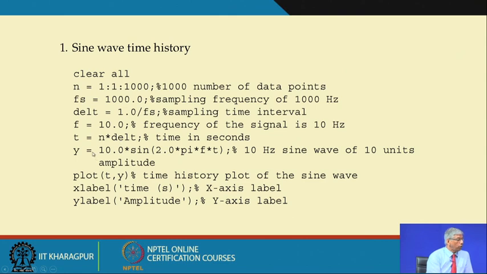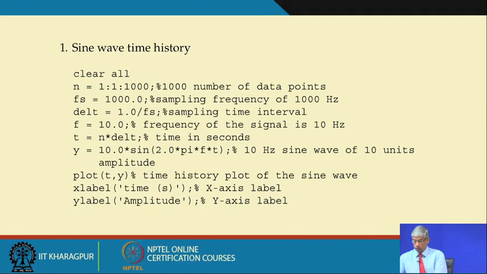Now, if I plot y is equal to 10 sine 2 pi f t, it will generate a 10 hertz sine wave of 10 units amplitude, and will plot it as a sine wave. Of course, you can give an x label, anything you give within quotes, time in seconds. Similarly, y label within quotes, the amplitude. Okay. So, let me just work it out in MATLAB for you all.